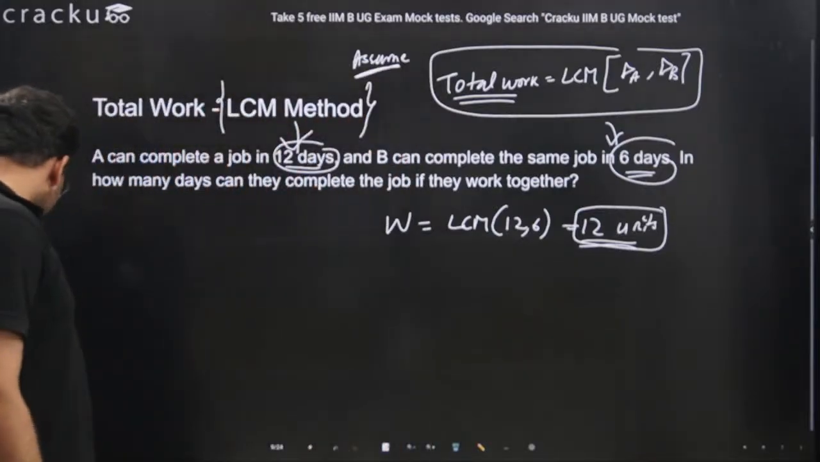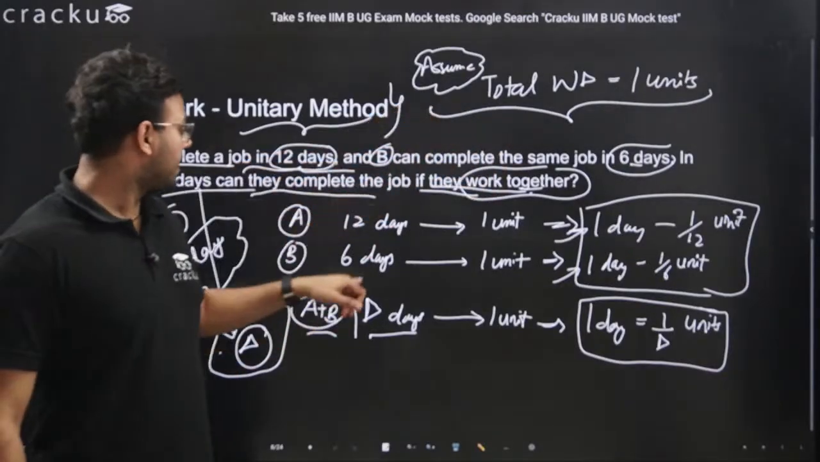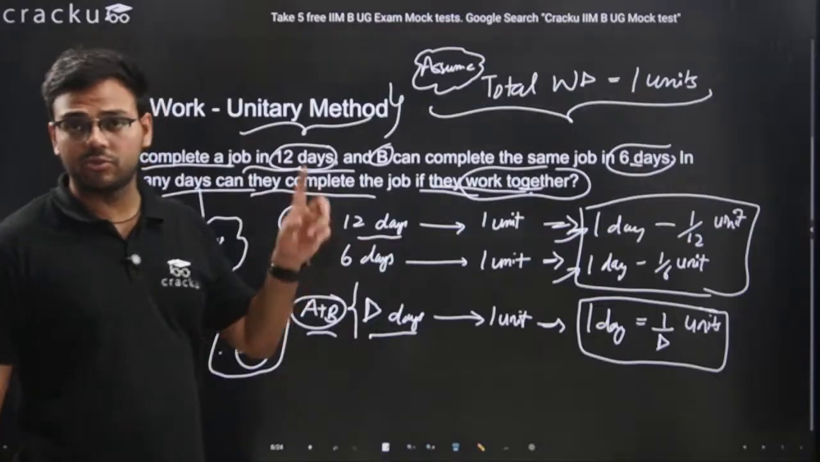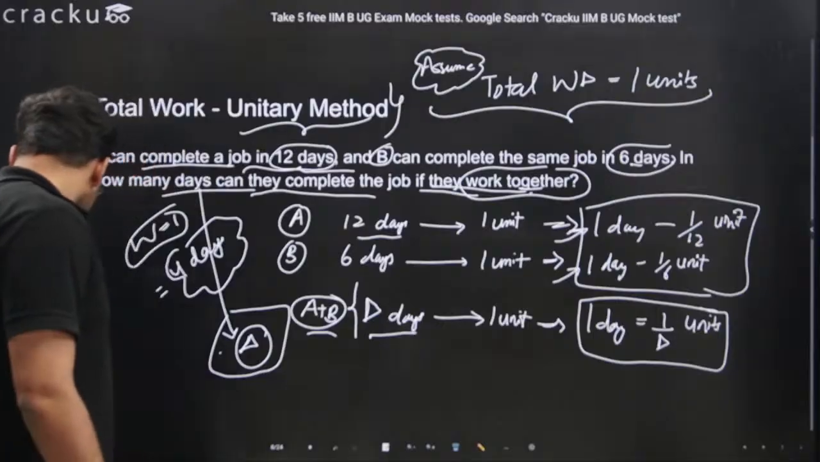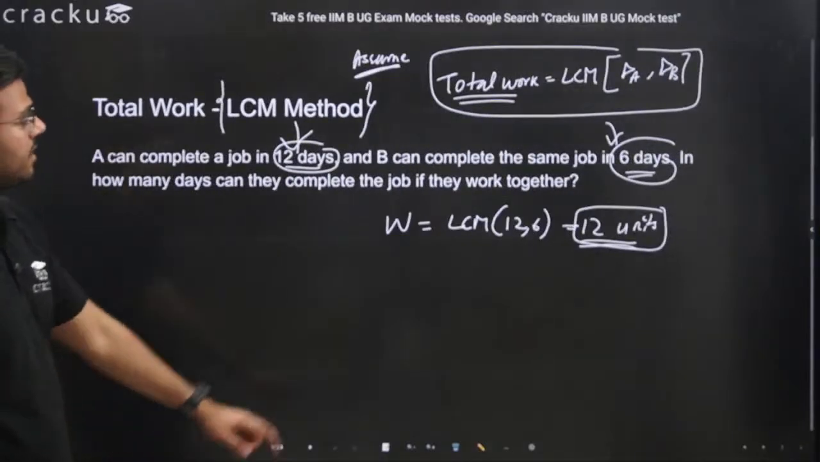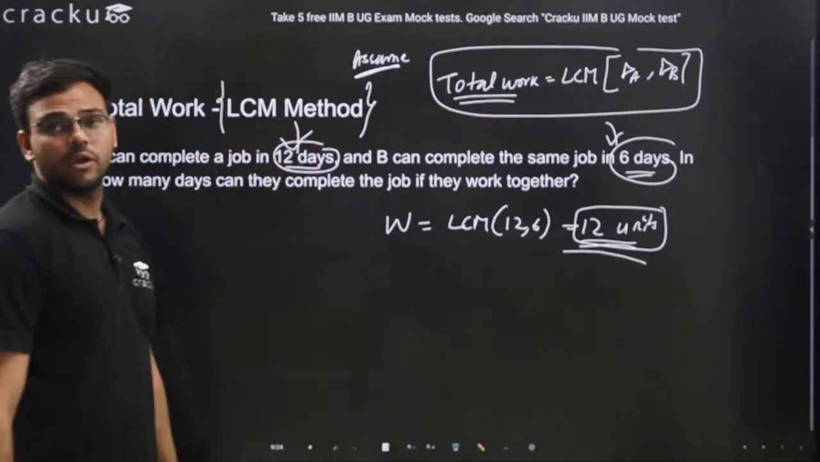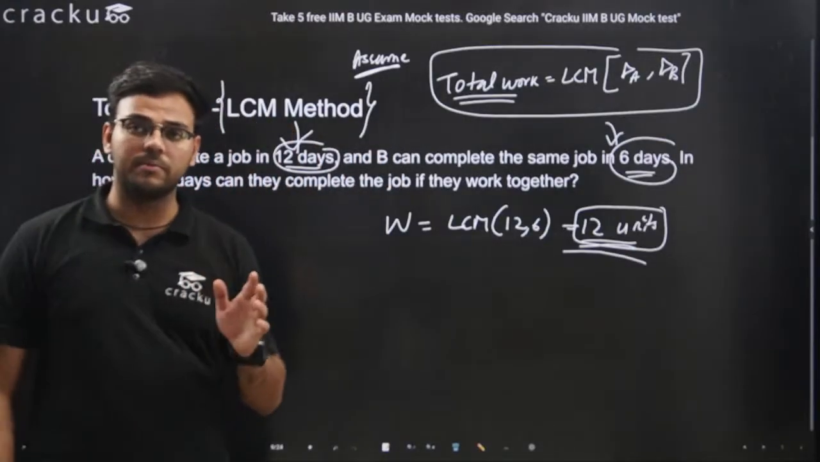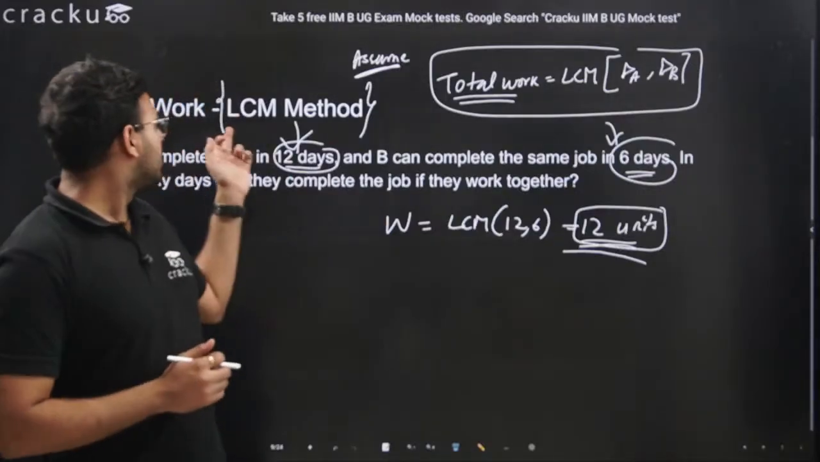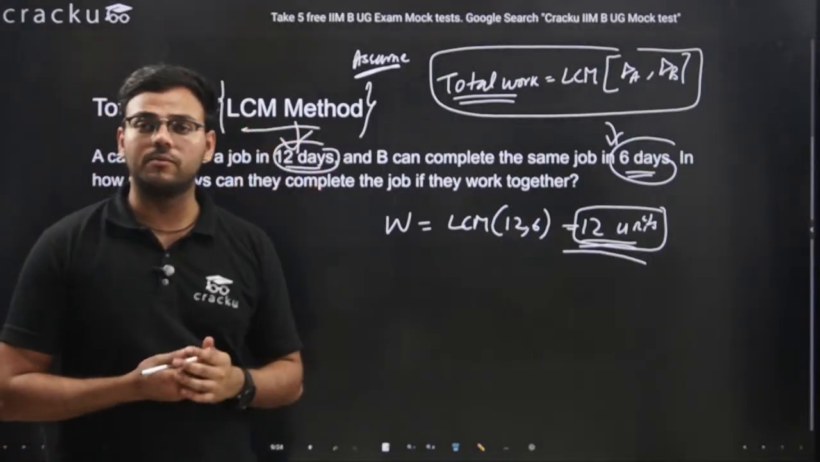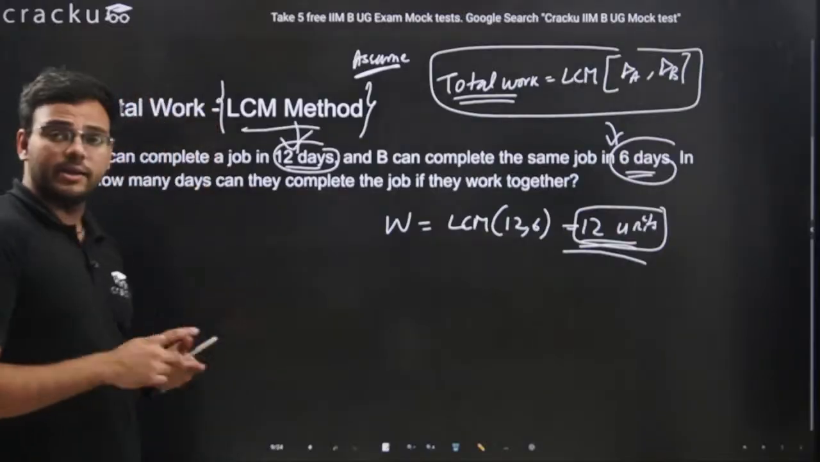Again, compared to the earlier method, what was happening in that case? We assumed the total work is 1 unit and A was taking 12 days for that 1 unit, so he was doing 1 by 12 unit per day. But now, in this case, A is taking 12 days to do the work, which is 12 units. You have to assume that you are doing 12 units of work. You are using the LCM method and you assume that the total work is the LCM of 12 and 6, which is 12 units. So A is taking 12 days to do that 12 units.